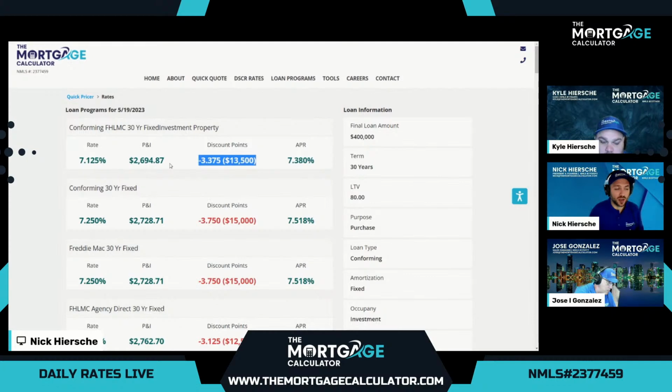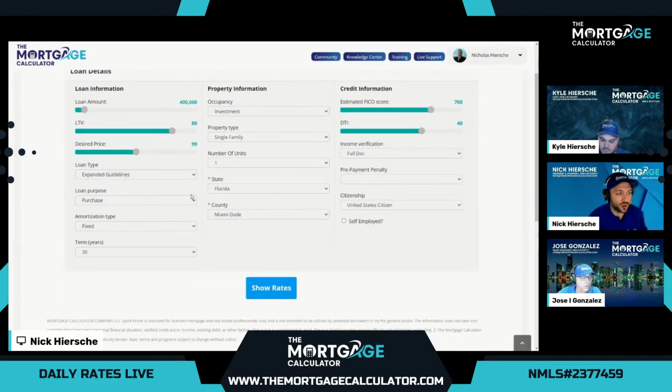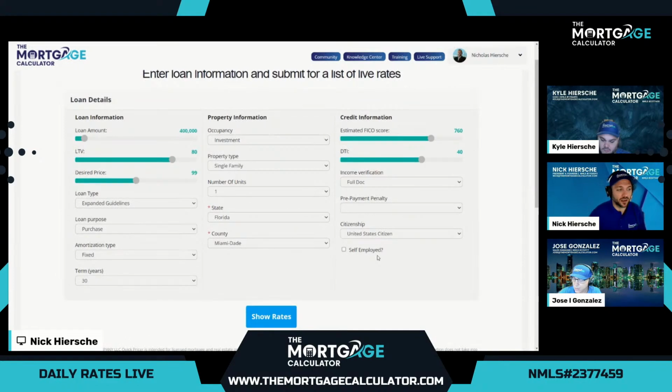So in order to solve that problem, definitely recommend our investors compare these investment property options with the non-QM options. So for our final demo to compare, we'll set this to investment property, set this to ADLTV, and we will go with our expanded guidelines, aka non-QM here. And we'll have a couple new options to fill.